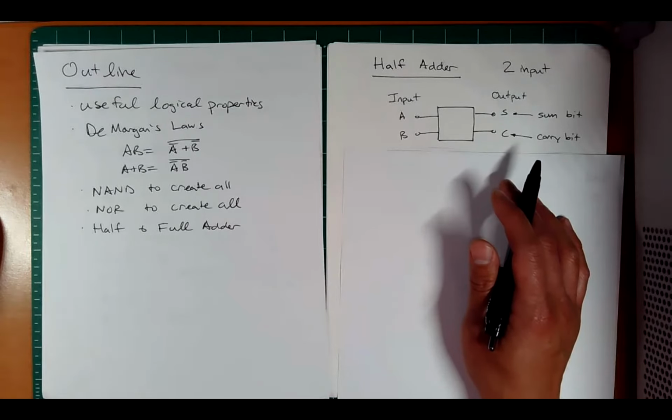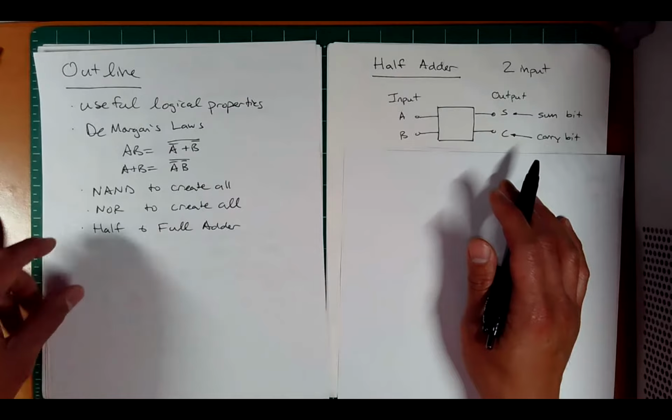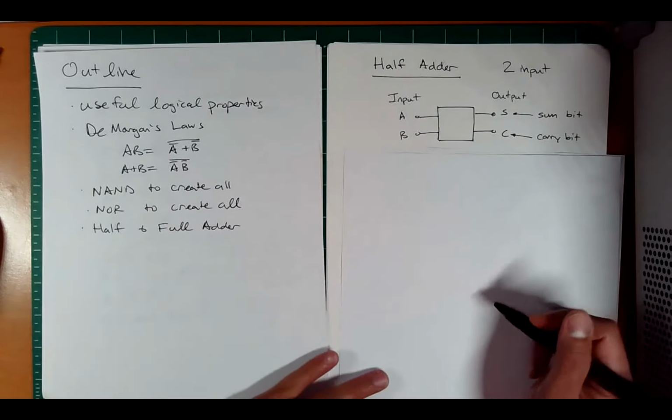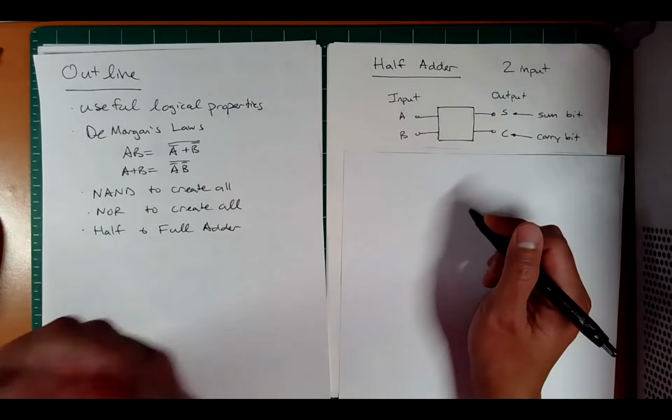Hi, this is ET370, Lecture 13, Part B, and here we're just going to talk about full and half adders. This is how a computer can take binary numbers and add them up.